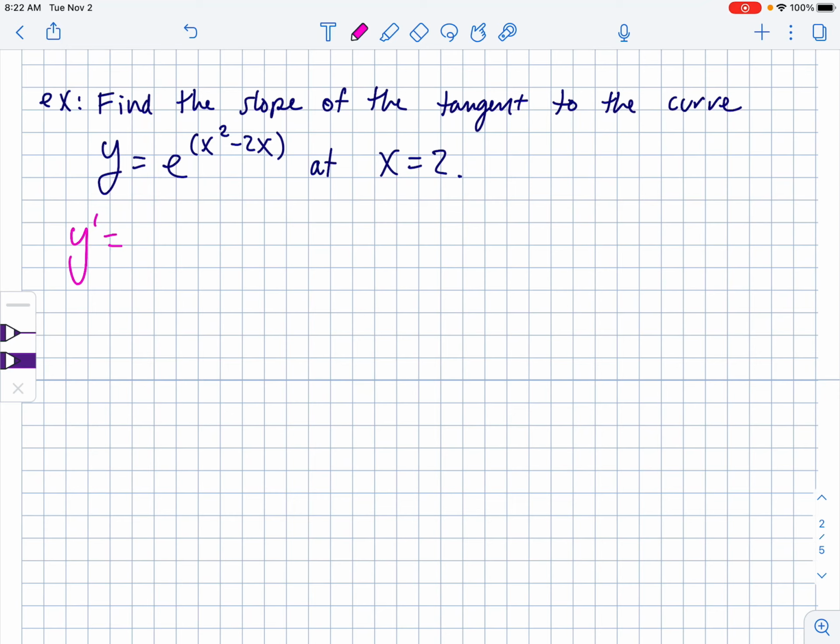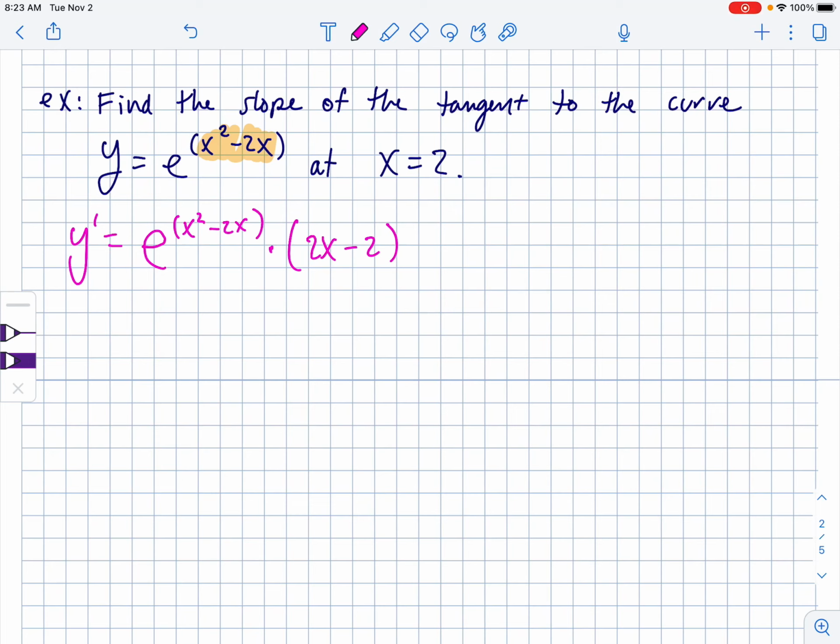So the derivative of the outside is just e to the something, and the derivative of e to the something is still e to the something. So that's e to the x squared minus 2x. But then the rest of chain rule is times the derivative of the inside. So we have to multiply this with 2x minus 2. That's the derivative of x squared minus 2x. Now, that is the derivative.